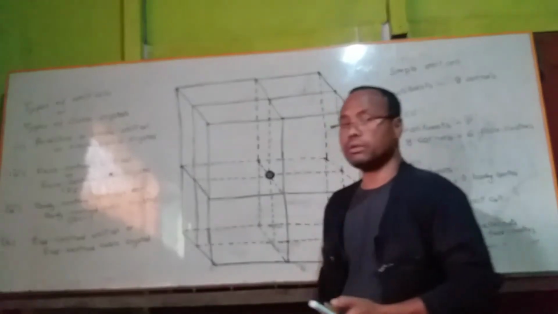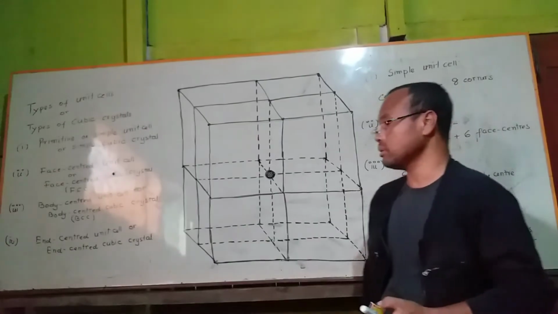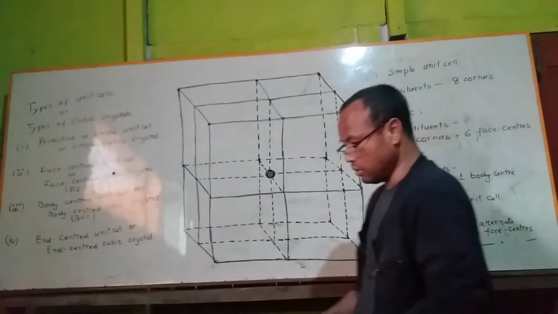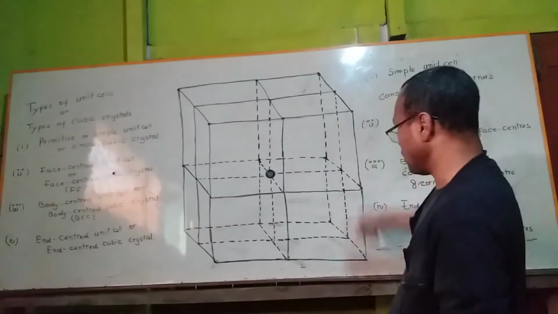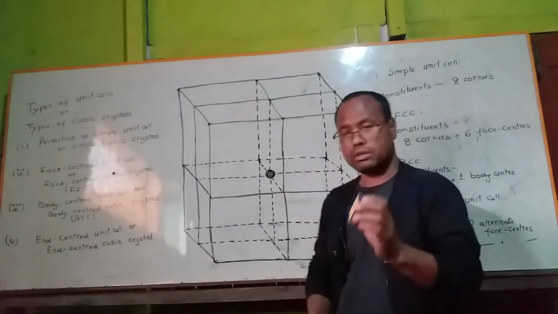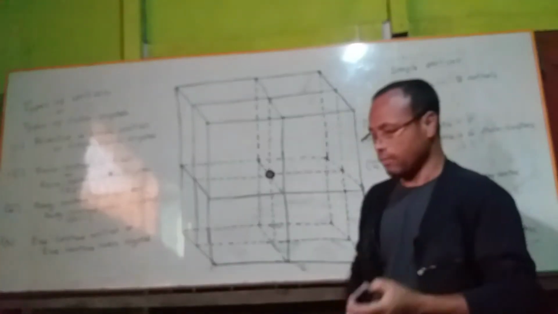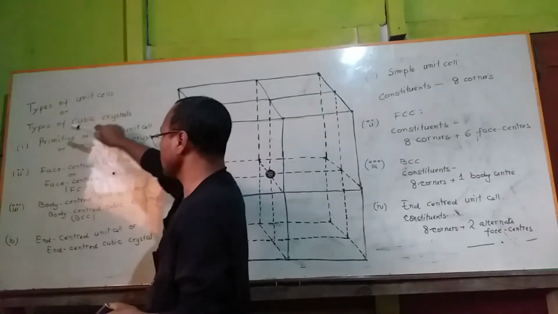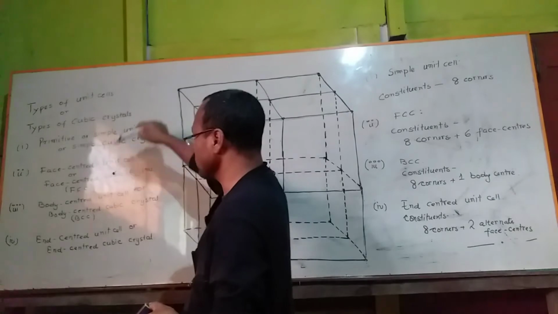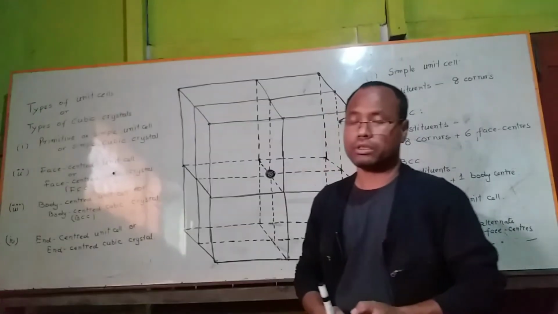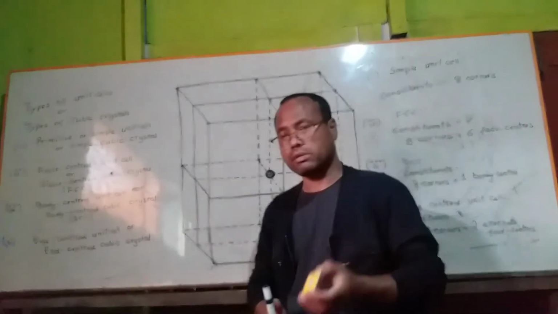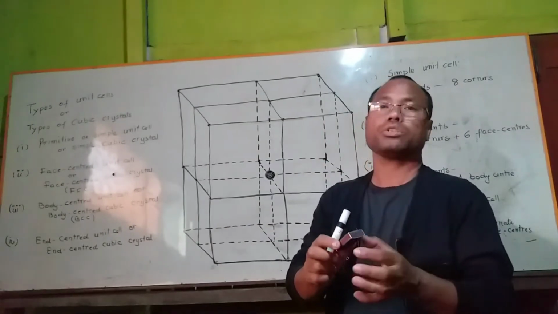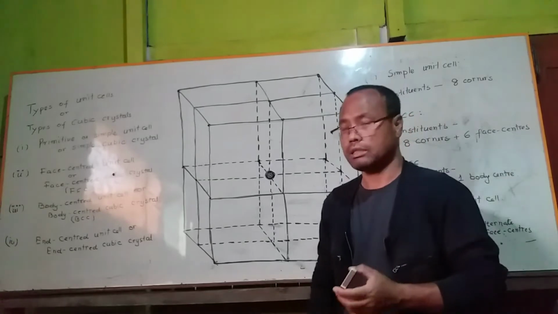Now, after we know the different dimensions and parameters, let me discuss today the types of unit cell. You know the unit cell, as I showed you in the big diagram. Here are the types of unit cell for the cubic crystal. As you know, for the cubic crystal, what were the dimensions and parameters? All these sides are the same and all these three angles are equal to 90 degrees.